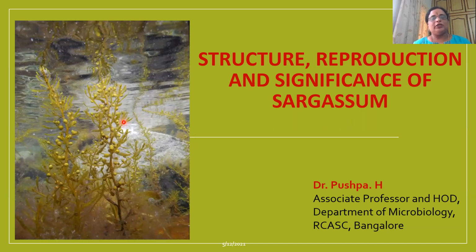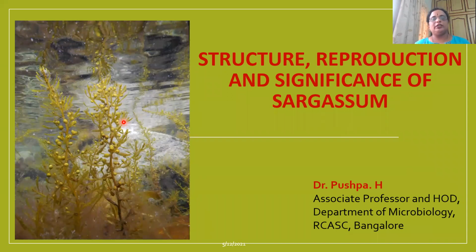And this Sargassum, as I was mentioning, is commonly called Gulf weed, and it has various economic importance. As you all know, brown algae have a cell wall made up of alginic acid.